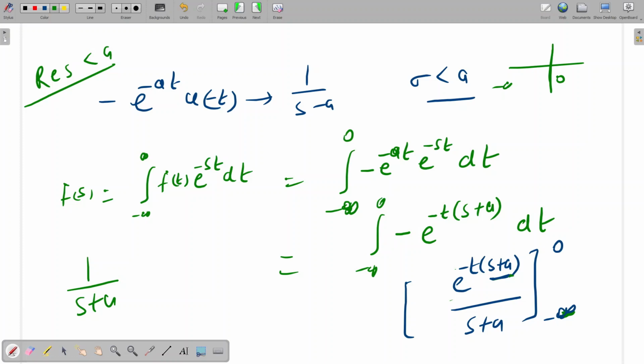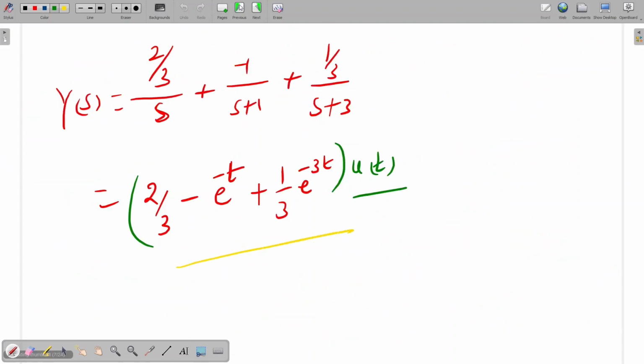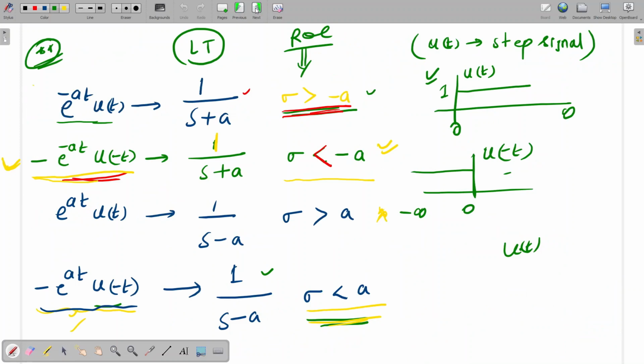correct only. If it is less than minus a, less than minus a, correct only. If it is less than minus a, then what will happen? That I have already written here, I think. I think some mistake we have made. Sigma should be less than a. e to the power at.